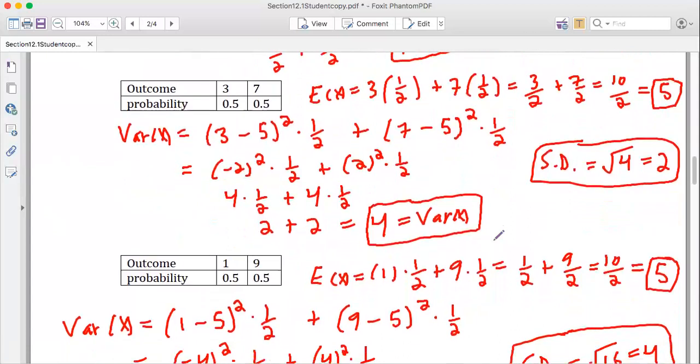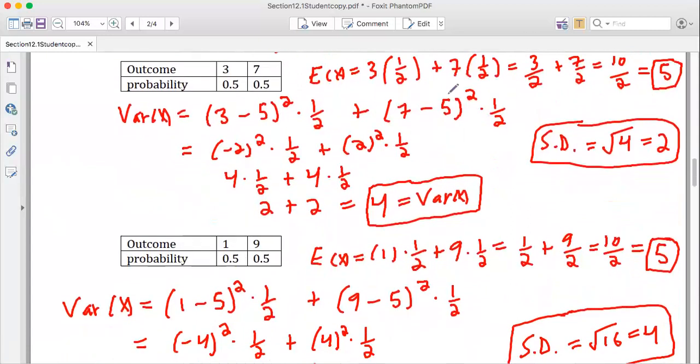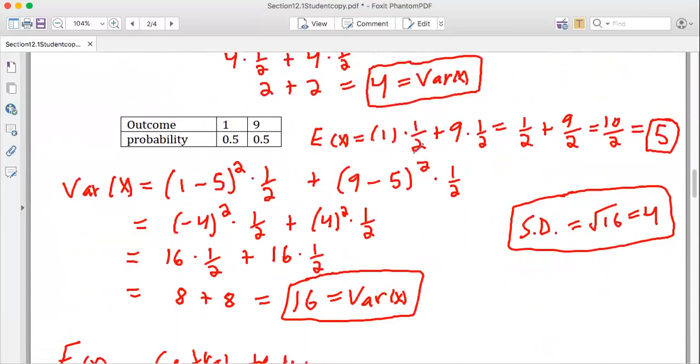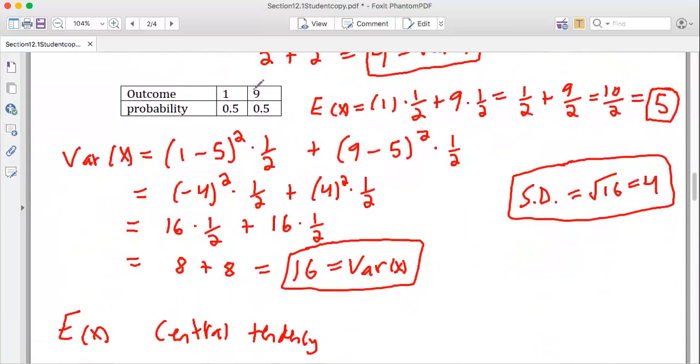3 and 7 in that table had expected value 5, but how far away are 3 and 7 from 5? They're both 2 units away in either direction, so the standard deviation was 2. And lastly, we had 1 and 9 in our probability table. The expected value is 5, right in the middle, but these are far away from the middle. In fact, 1 and 9 are both 4 units away on either side from 5. So the standard deviation we saw was 4.